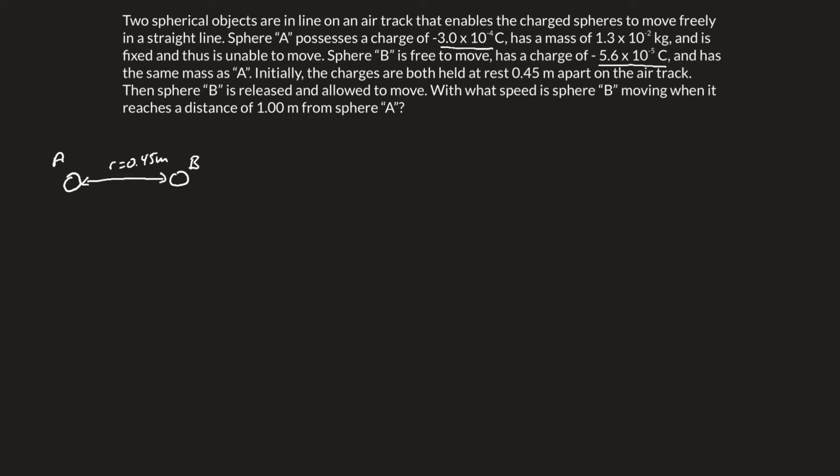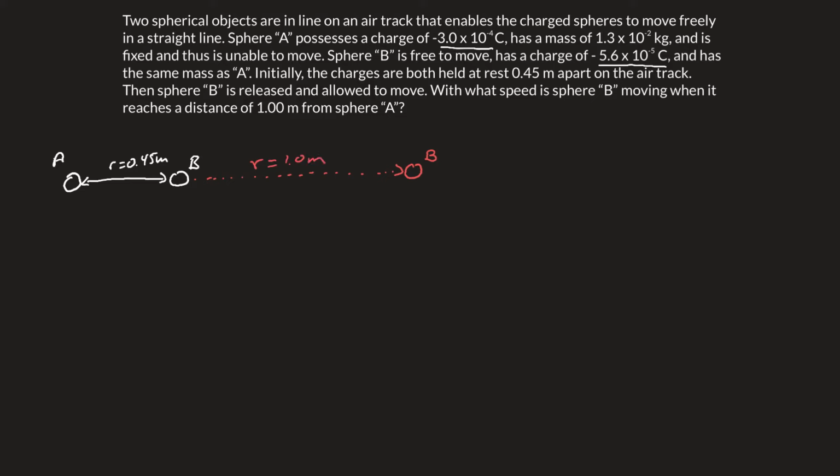We then are in a situation where sphere B is allowed to move, and it's going to start to move away from sphere A. This is because they are like charges in the sense that they're both negative, so they're going to repel. And A is fixed, so B is the only one that's moving. So say B ends up over here, where we are now 1 meter away.